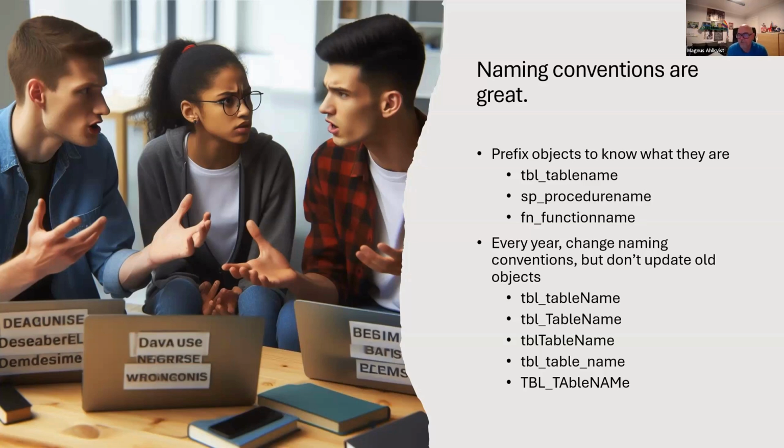But then if you have this naming convention and then you change it every year, but you don't update the old objects, so you switch from camel case to Pascal case, etc., and then half the objects are with Pascal case and half the objects are with camel case, and so on. That's going to make me a very grumpy person if I need to do anything with this code, because it will hurt my eyes and I will make mistakes.